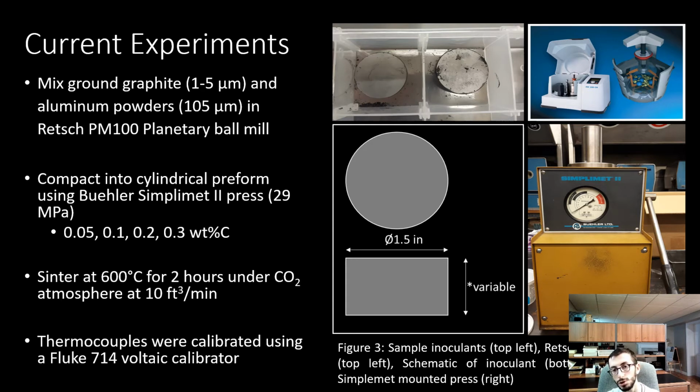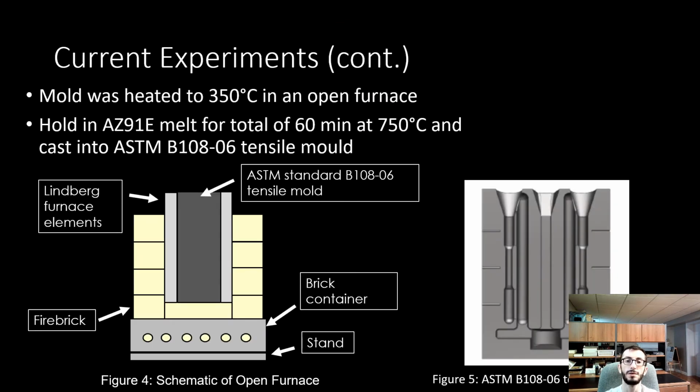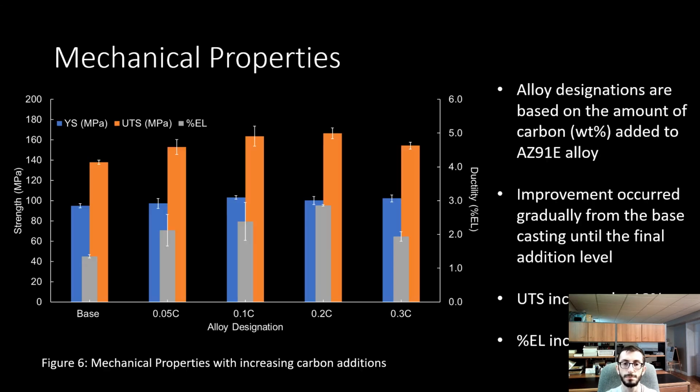Figure 3 shows the cylindrical inoculant and the mounted press used to compact it, as well as the planetary ball mill. I then added the inoculant to the AZ91E magnesium alloy melt and held it at 750 degrees before pouring it at 720 degrees in an ASTM standard cylindrical tensile bar mold. This mold was heated to 350 degrees Celsius to ensure high thermal undercooling and to form the smallest grain size possible in the final castings.